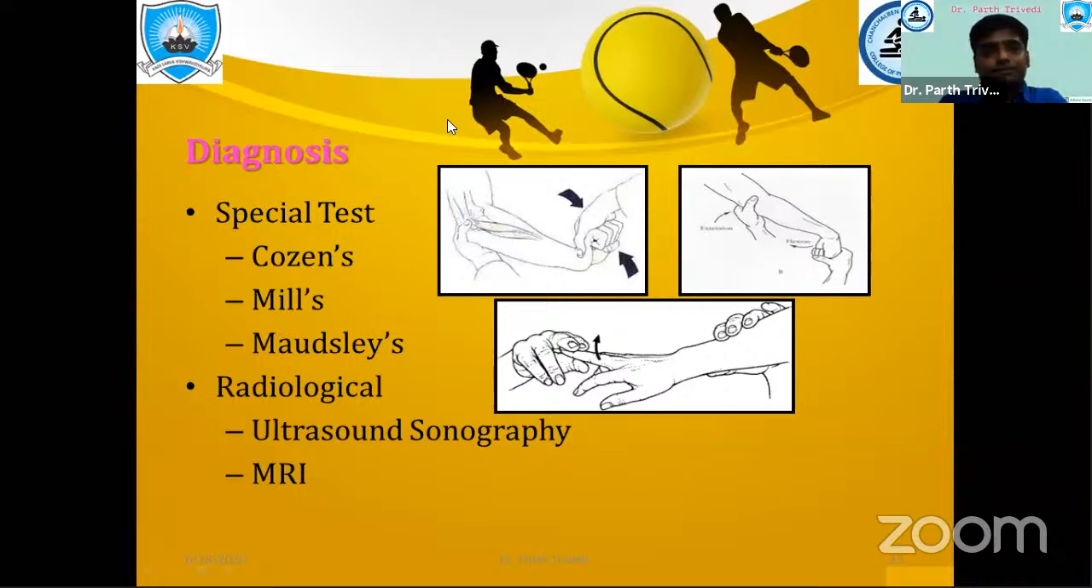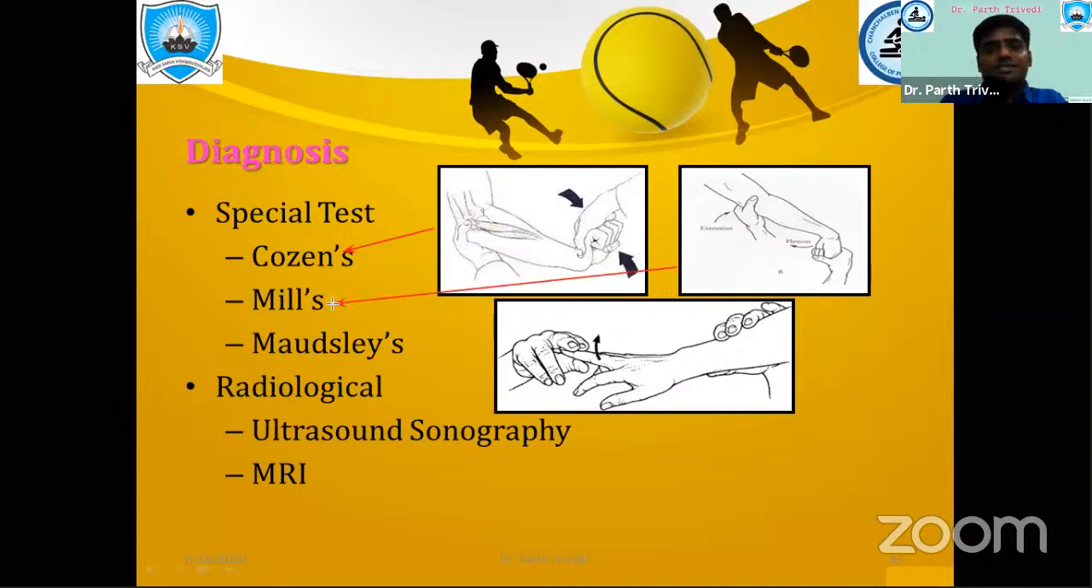This one is your Cozen's test. The second one is Mills test. And the third one is your Maudsley's test. In Cozen's test, the elbow is slightly flexed and pronated, and you ask the athlete to extend the wrist against your resistance. If he is extending the wrist, you are resisting the movement, and there is pain over the lateral epicondyle region, it is a positive Cozen's test.